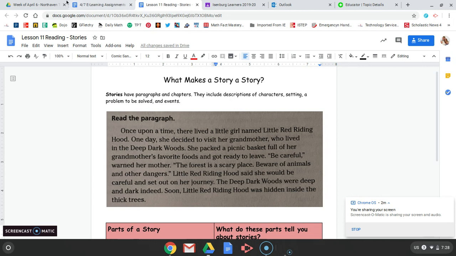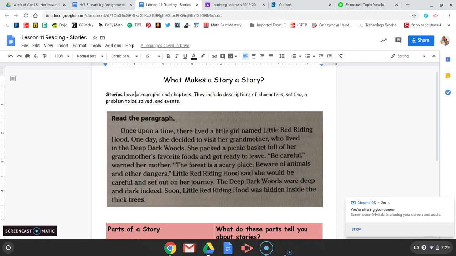So I'm going to start up here at the top and read kind of this introduction sentence up here. It says, "Stories have paragraphs and chapters. They include descriptions of characters, setting, a problem to be solved, and events." So I'm going to stop there and talk first about paragraphs.